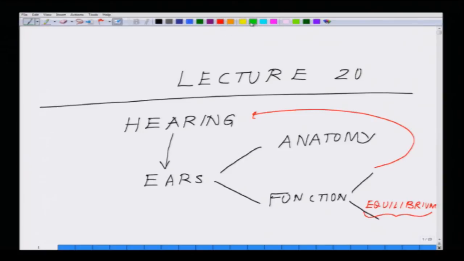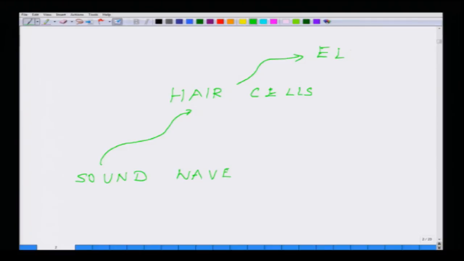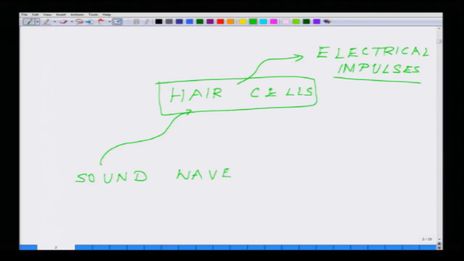Within this functional system, we will be talking about specific cell types, which are called hair cells. These are the cells which code for the sound wave into electrical signals or electrical impulses, and these hair cells sit inside the cochlea, which is essentially the inner ear.